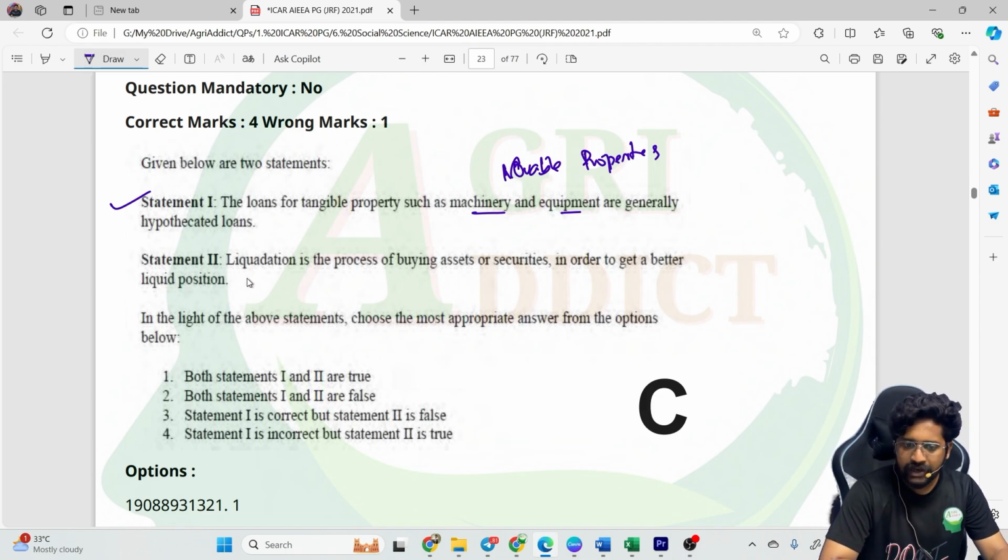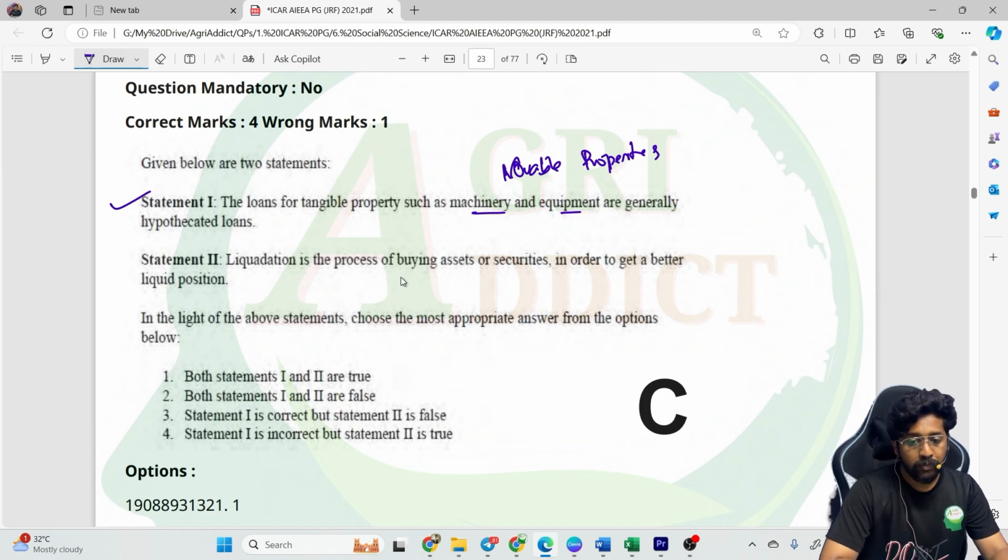What about the second statement? Liquidation is the process of buying assets or securities in order to get a better liquid position. No, liquidation is actually dissolving or selling off the properties in order to meet the immediate requirements, right? There are two terms, liquidity and solvency. Liquidity is for short-term meeting of the loans or the requirements, and solvency is a long-term concept. More or less the concept is same, but the time period differs.